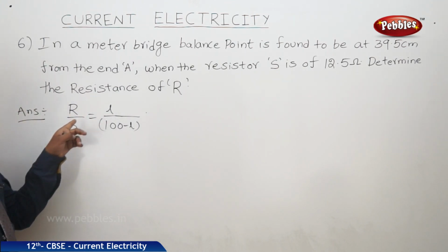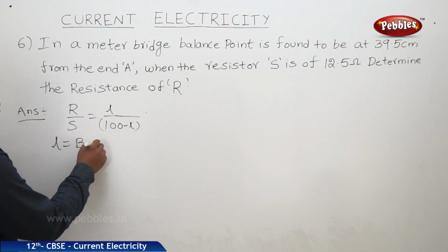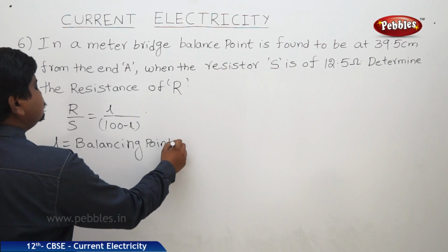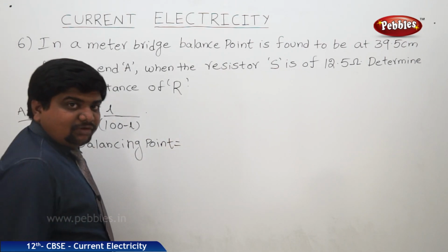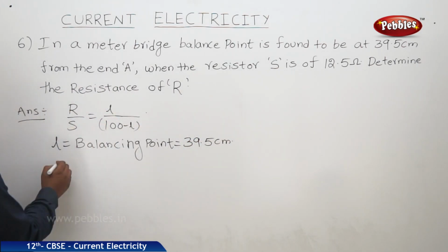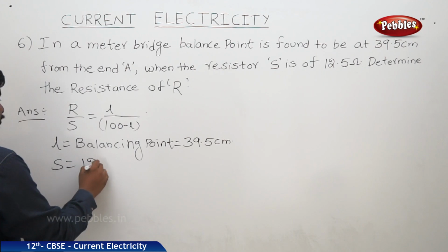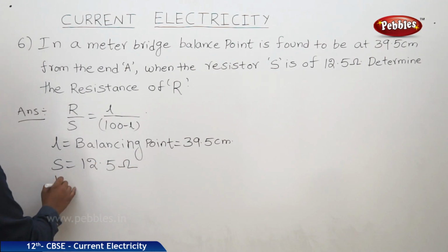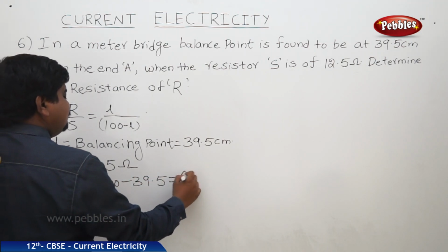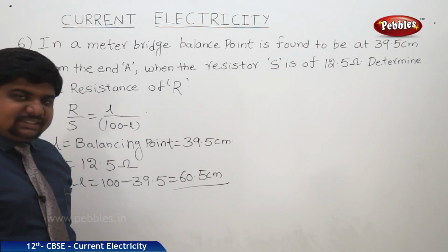We should find out R. We know S, we know L, we know 100 minus L. So what is the L? Balancing length or balancing point. So what is this balancing point? Found to be 39.5 centimeters. As usual, S is the known resistor, how much? 12.5 ohms. And we know that 100 minus L is 100 minus 39.5, nothing but 60.5 centimeters.